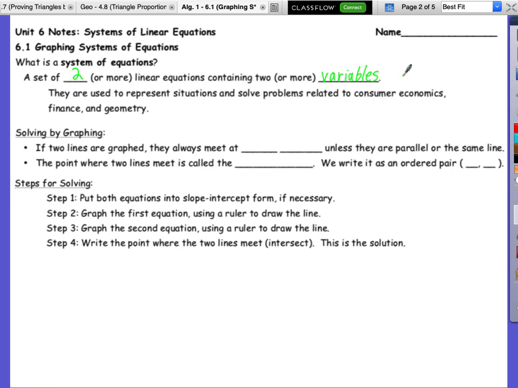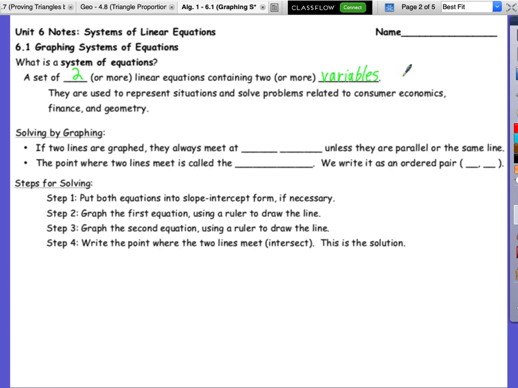What are our most common variables we use? X and Y, right? How many variables is that? Two, okay? So those are going to be the ones we're usually going to be dealing with. Systems of equations can be used to represent situations to solve problems related to consumer economics, like buying things and whatnot. Finance and geometry are some different times they can be used.